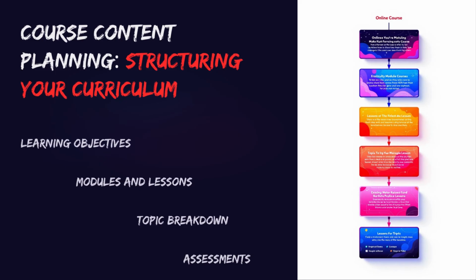Learning objectives. Define clear learning outcomes that students will achieve by the end of the course. Modules and lessons. Break down your course into logical modules and individual lessons with a clear flow. Topic breakdown. Organize topics within each module and ensure a smooth progression of learning. Assessments. Include quizzes, assignments, or projects to evaluate understanding and provide feedback.